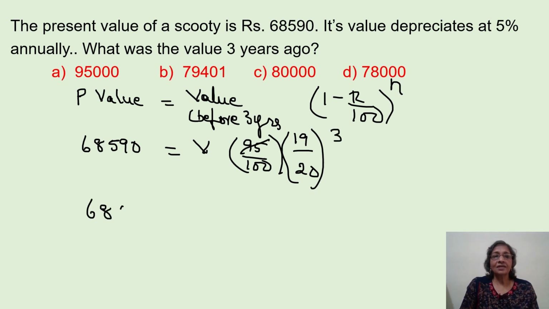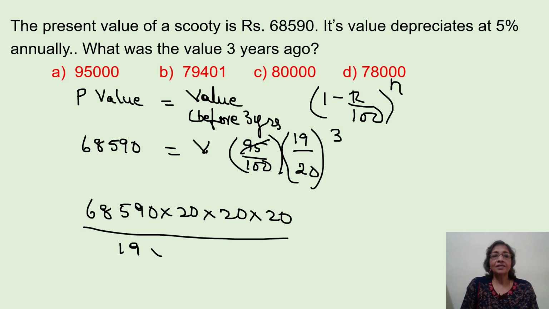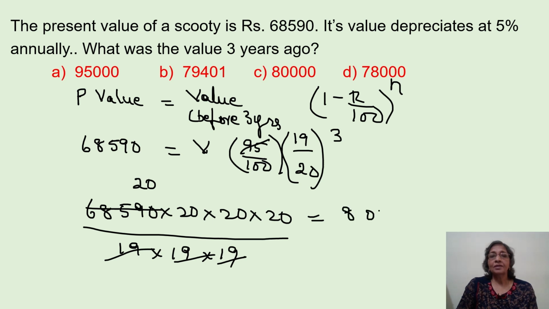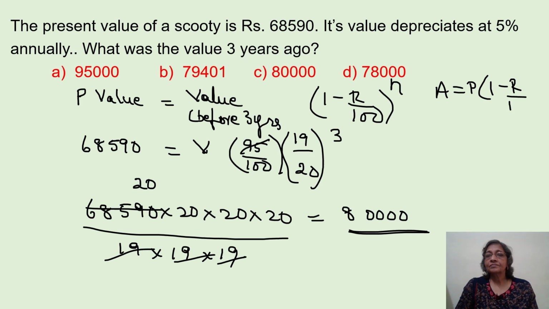Okay, so 68,590 into 20 into 20 into 20, and this whole thing divided by 19, 3 times. Okay, if you look at this, the whole thing will cancel 20 times, and your answer would be 80,000. Now if you have to use the formulas, again minus, you all know why, I have already told you. The amount is given and you need to find the principal. All right.